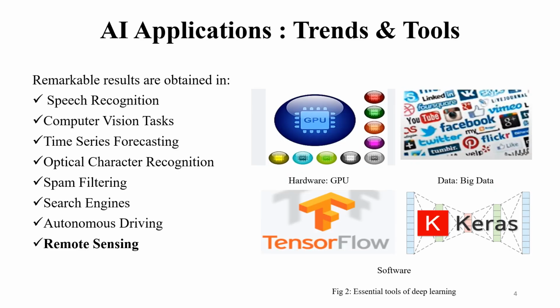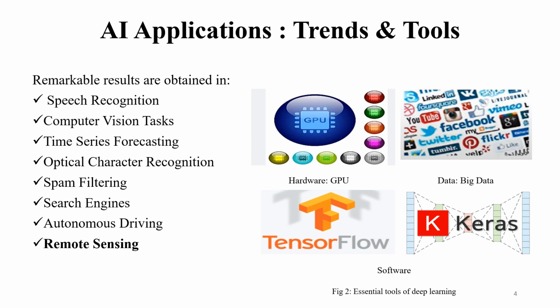Now, with deep learning, we have some unprecedented results in a variety of fields like speech recognition, computer vision tasks, time series forecasting, optical character recognition, spam filtering, search engines, autonomous driving, and more, including remote sensing. And we have more tools like the GPU, that is the graphical processing unit, that helps to handle graphics-related work, that is graphics, effects and videos.